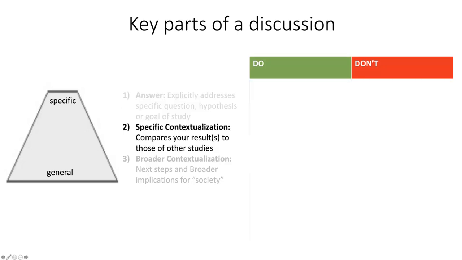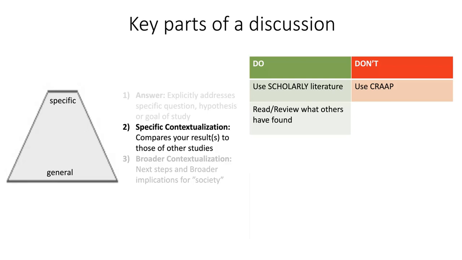Okay, the next part, the specific contextualization part, where you're comparing your results to those of other studies. Things that you want to do: make sure you use scholarly literature, okay? These should be new articles that are from a scholarly literature database and scholarly sources and journals, okay? Avoid using crap or something that doesn't pass the crap test, okay? Make sure you read and review what others found. So don't just find a paper where the title looks like it works and here's one sentence that I need to have.